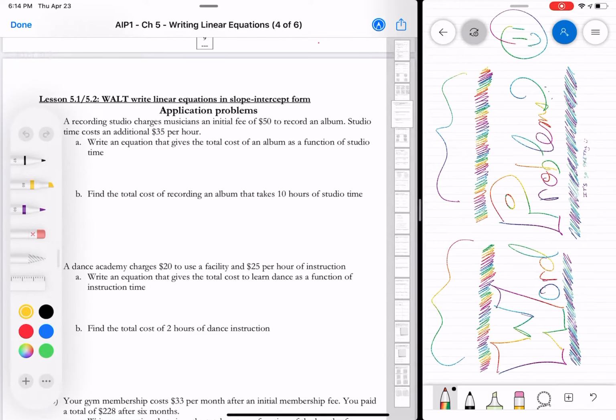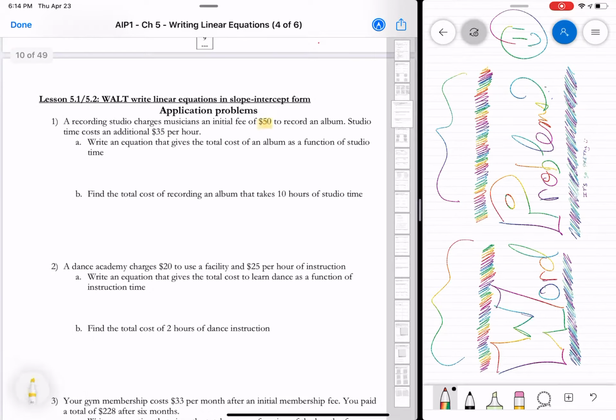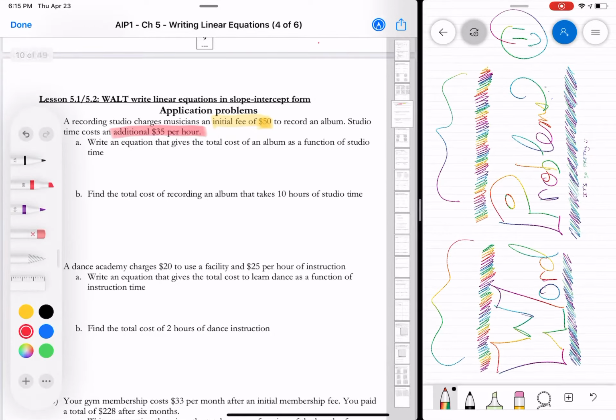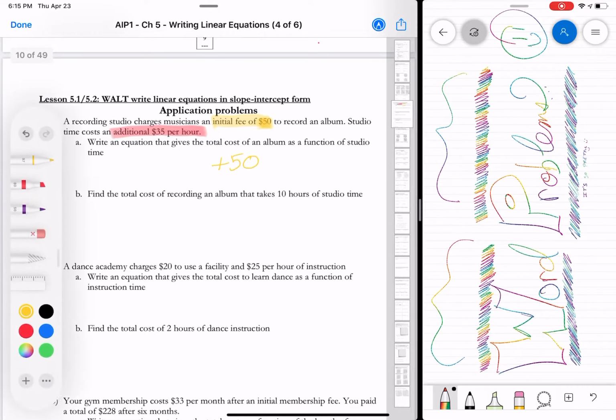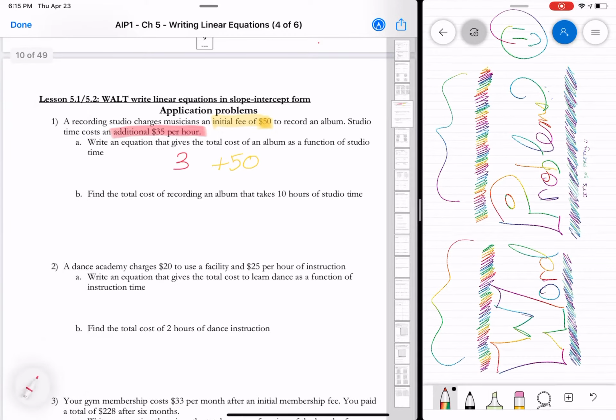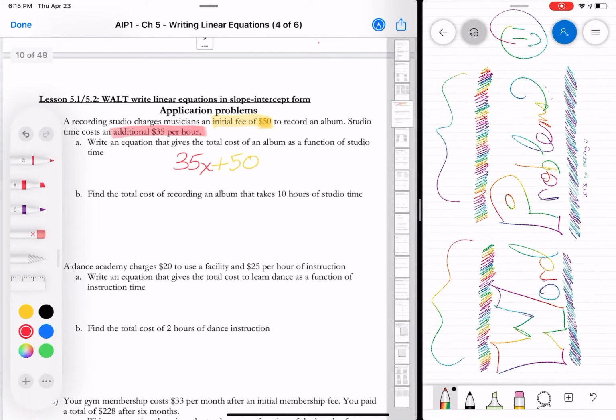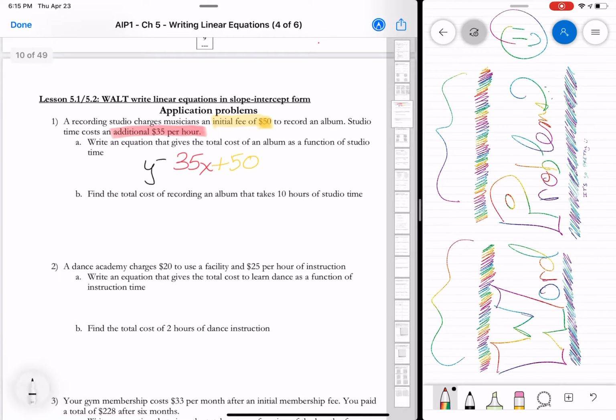So we have a recording studio that charges musicians an initial fee of $50. The studio time costs an additional $35. When you write these equations, take a look at what you have. You're starting and you're going to pay $50 anyways, so we're already going to pay that. And then it costs $35 per hour. So for every hour we spend in the recording studio, we have to pay $35 every single time. So here's our formula: y equals 35x plus 50.